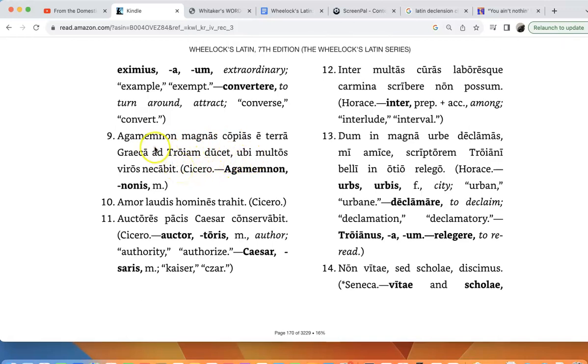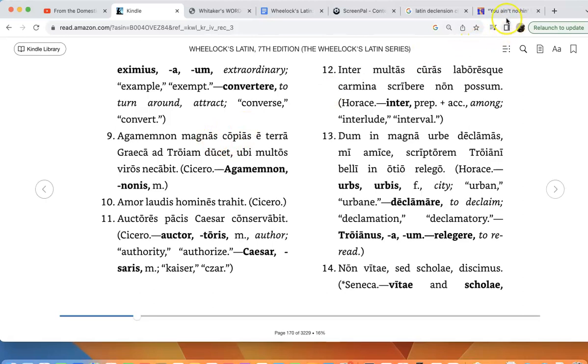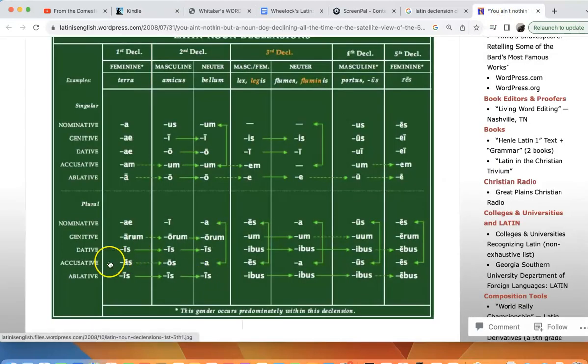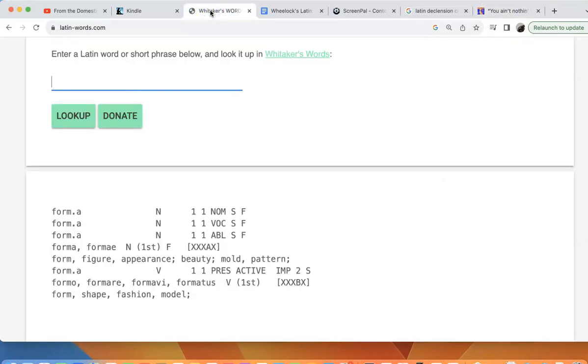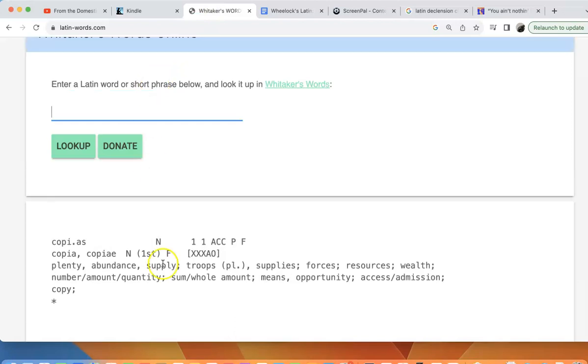Okay. So let's try to explain this here. So Agamemnon, we just explained that Greek leader. And then magnas copias, that is the direct object. That is first declension accusative plural. So magnas copias, again, if you're not sure about the vocab, you can look words up, which I'm doing here as an example. And it means troops in this context. That is one of the challenges with the vocab, is the context.